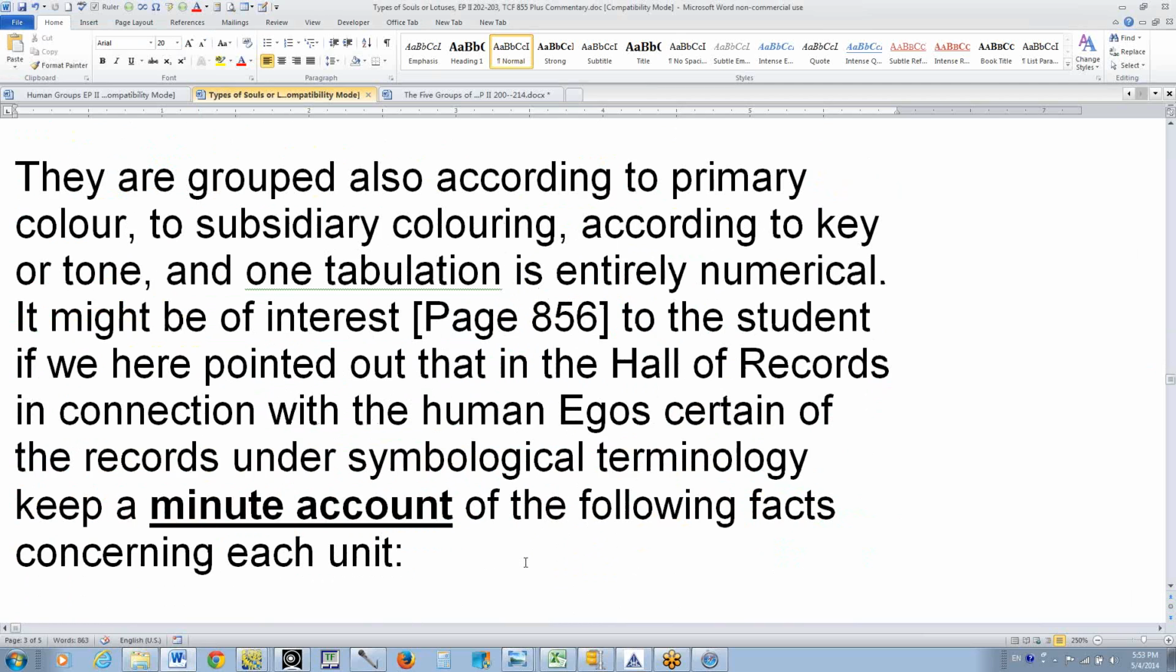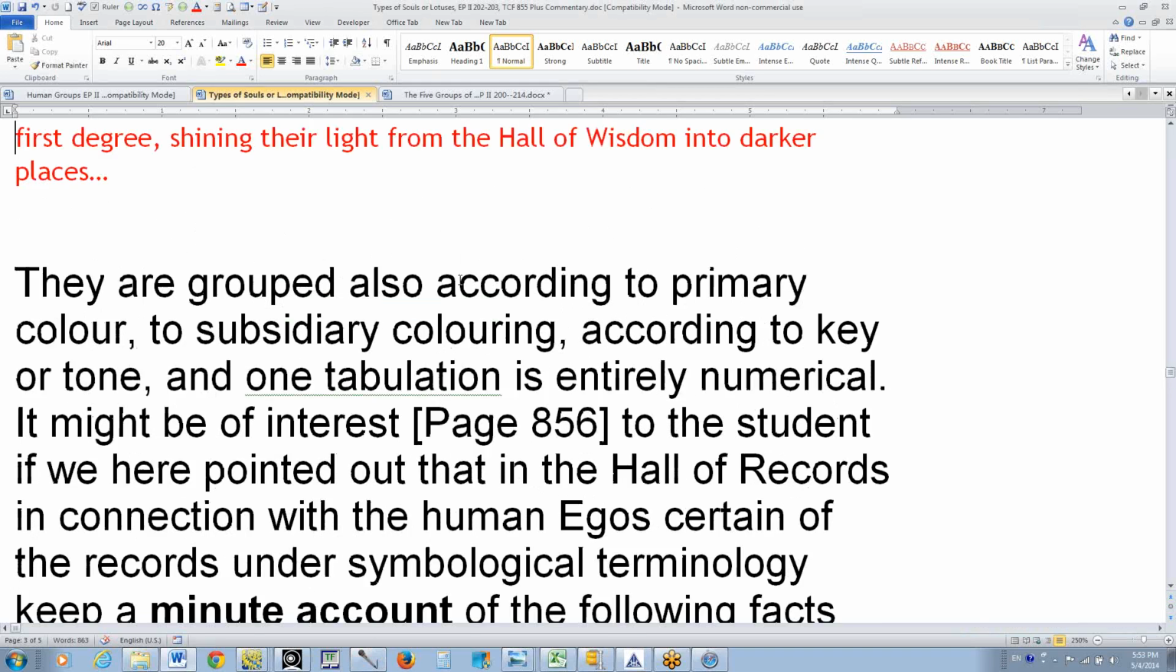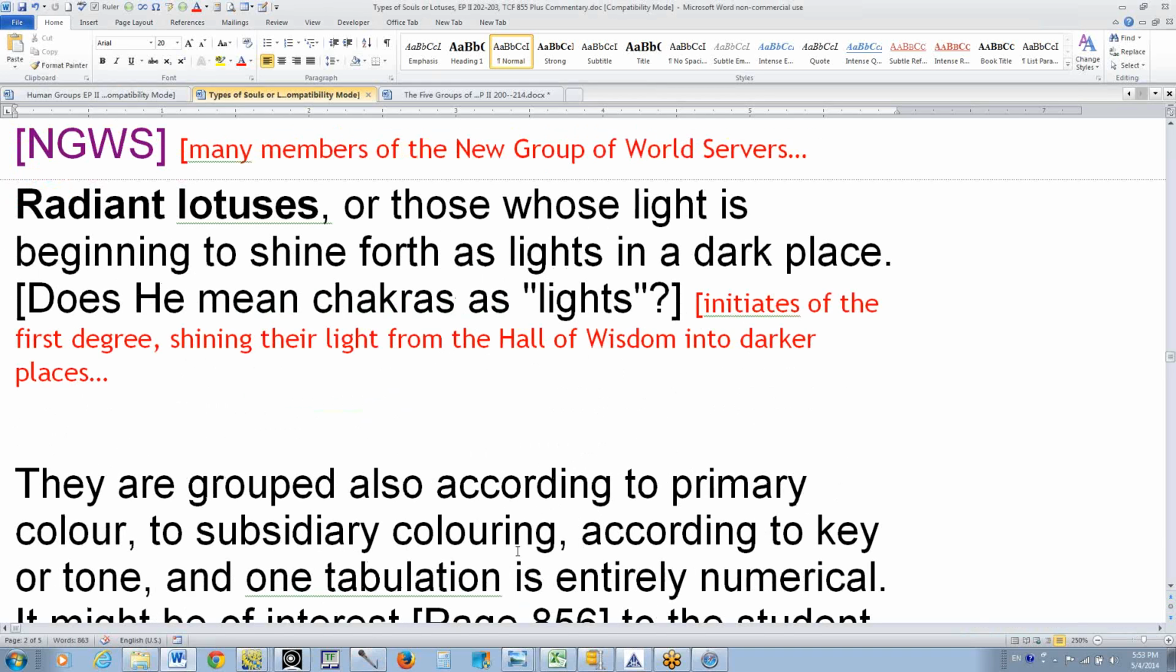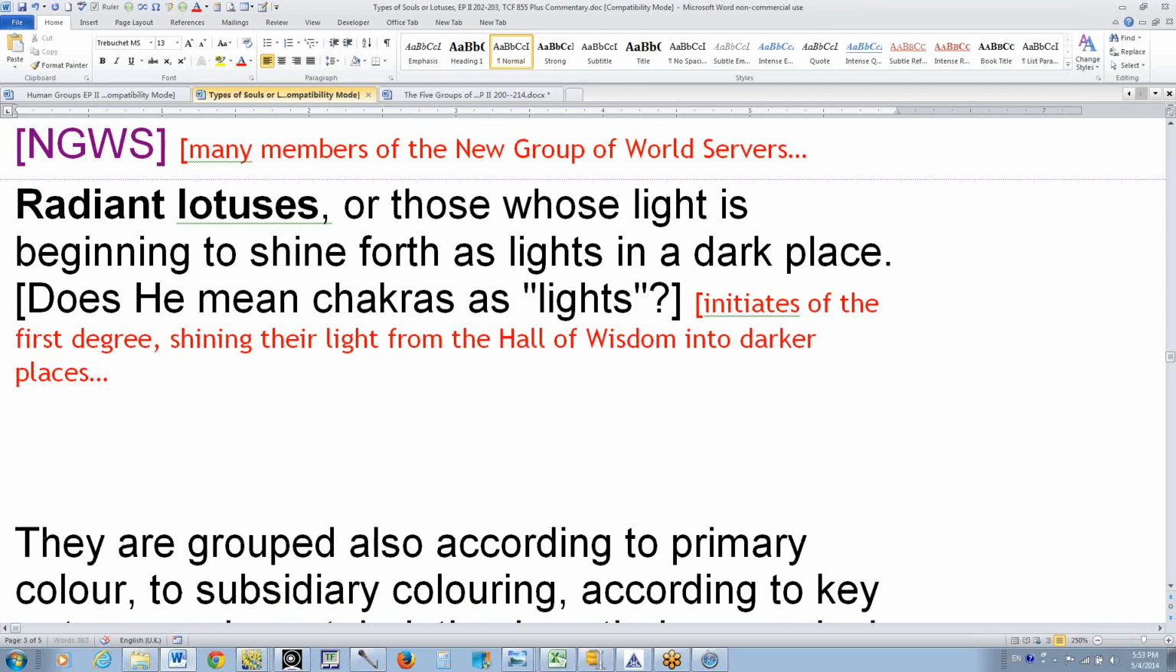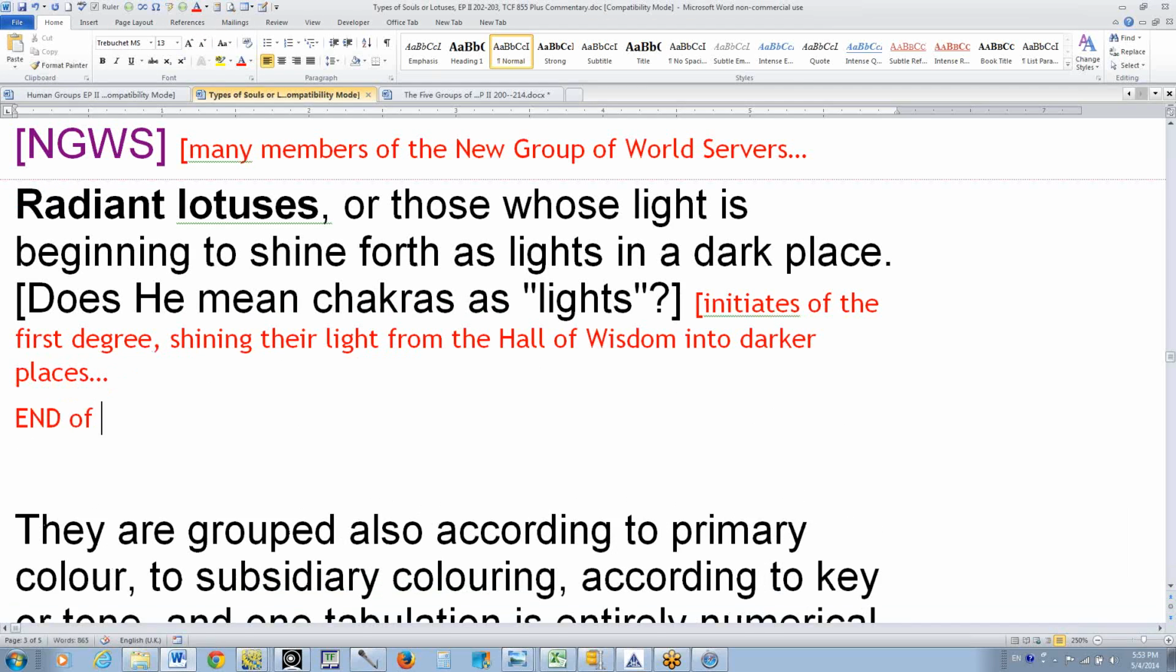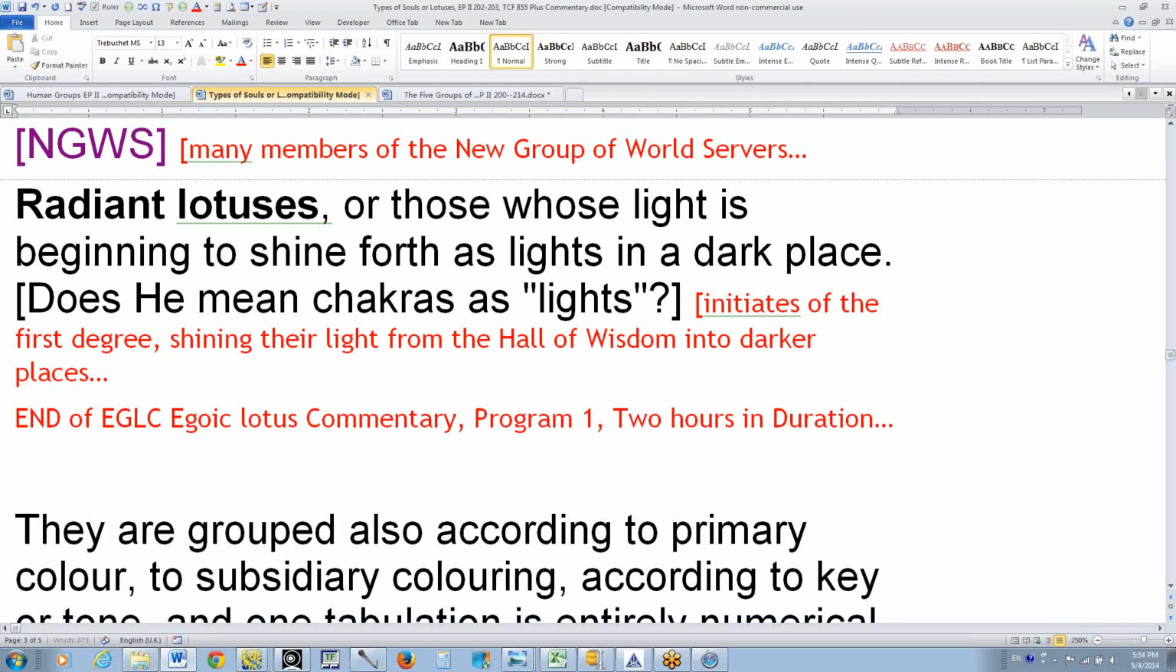Okay, now I think I'm at the point where I can stop here, and let's just say that this is the end of program 1. Well, let's see. What will we call it? Egoic Lotus. We will call it Egoic Lotus Commentary, EGLC. And this is program 1, and it is 2 hours in duration.